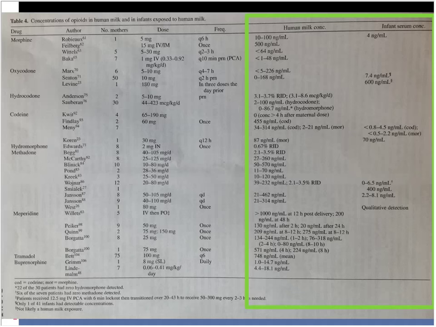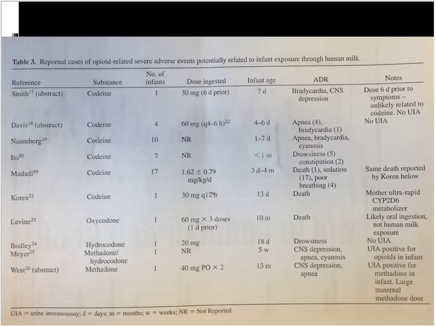Do the infants get exposed? Certainly in some cases they do. This is the case of actual opioid-related severe adverse effects. The details of this table are not that important, but there are a couple things I want to touch on. Just taking a brief look, you can notice a couple of patterns here. One is most of these cases are codeine. The vast majority of the cases of infant toxicity due to breastfeeding are from codeine.